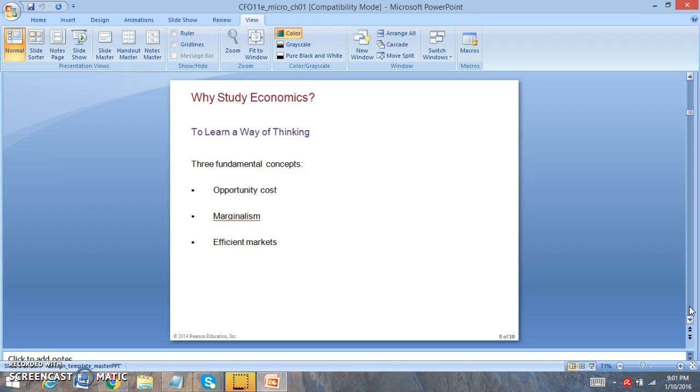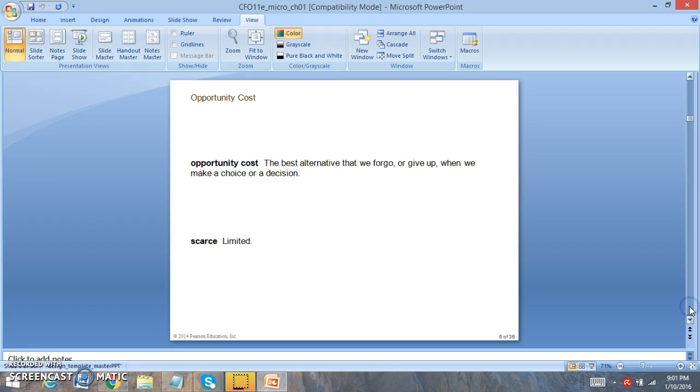And we have some very fundamental concepts. One of the fundamental concepts in economics deals with opportunity cost. Opportunity cost is focused on what you have to give up to get. And every decision that you have to make involves some type of opportunity cost.